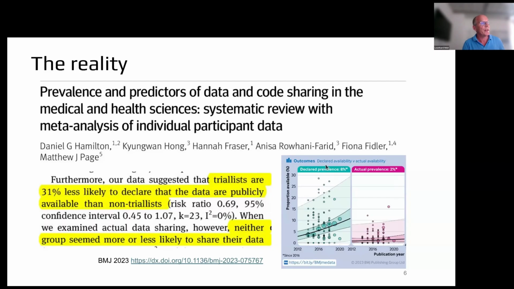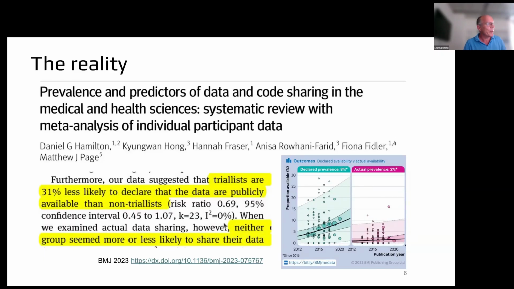And what you see in this figure here is also trends over time, and they found this quite interesting finding that declared prevalence increases over time, whereas the actual prevalence is pretty constant at 2%. Right? So it seems scientists are better in declaring that data are available, but they have not improved in making it actually available.